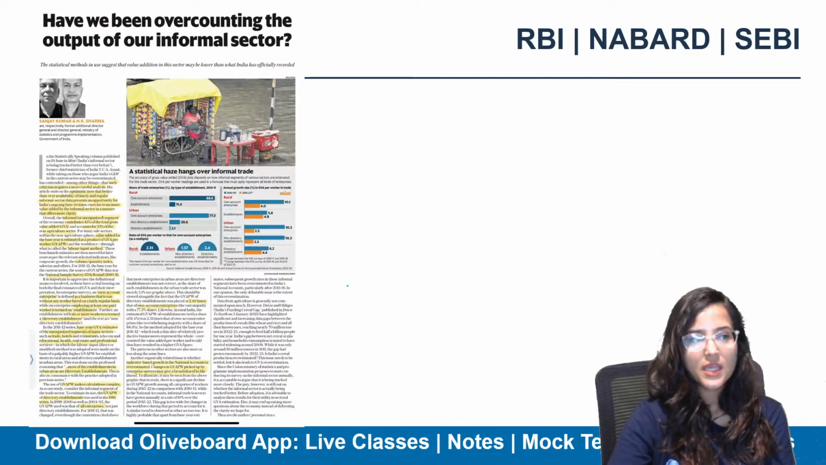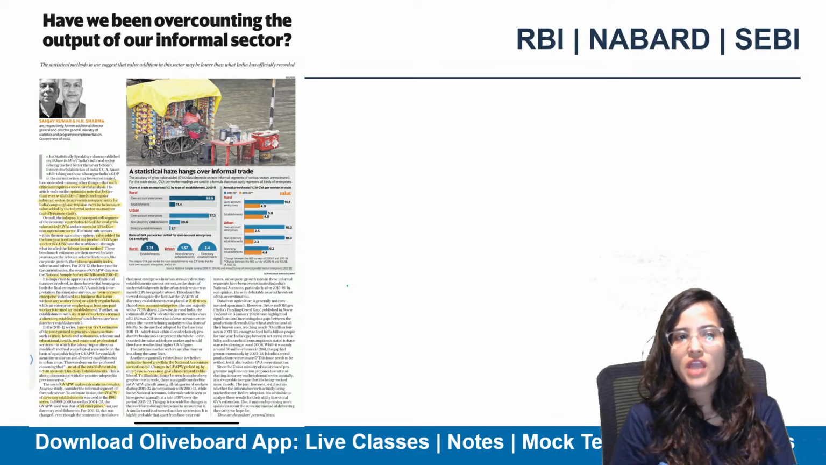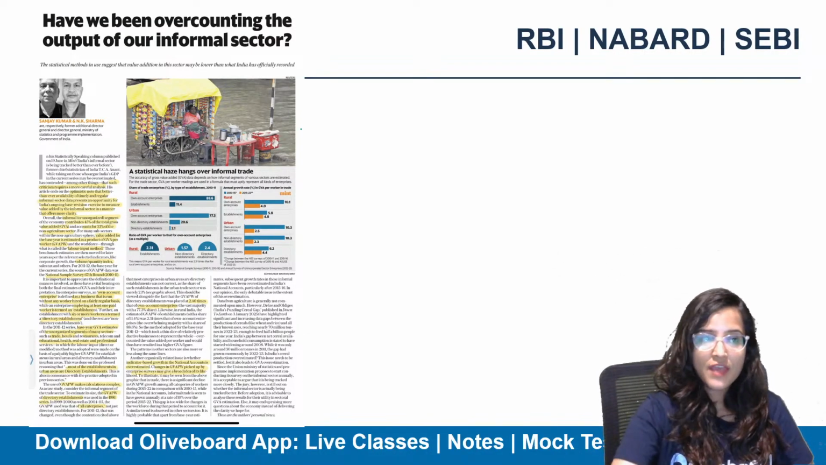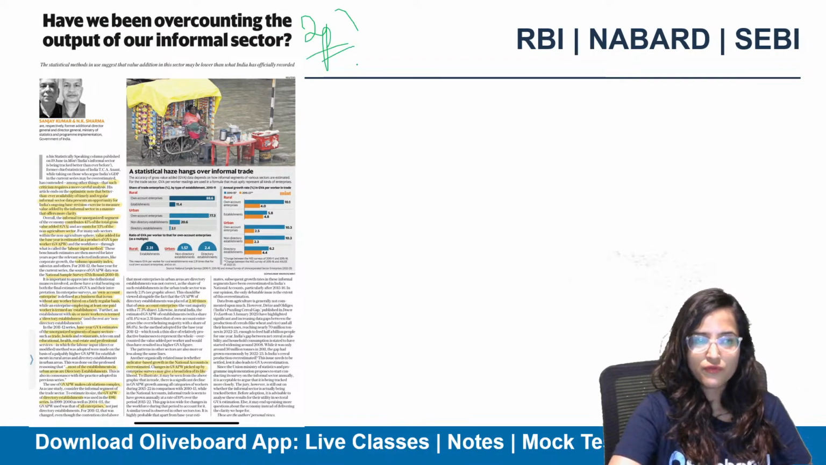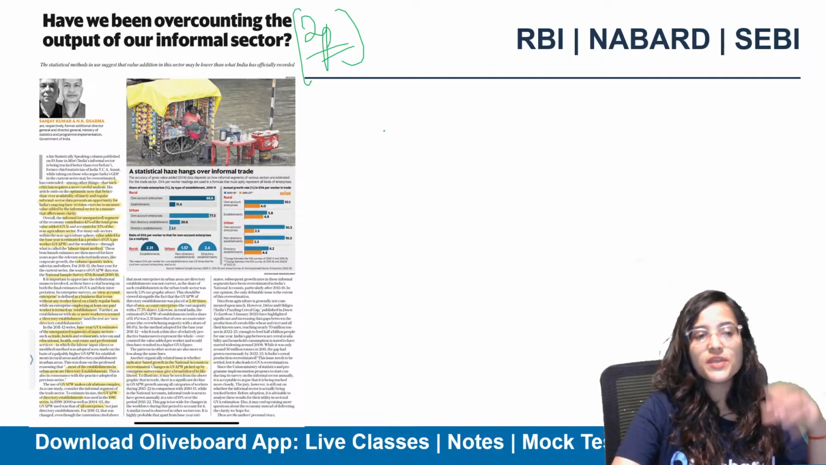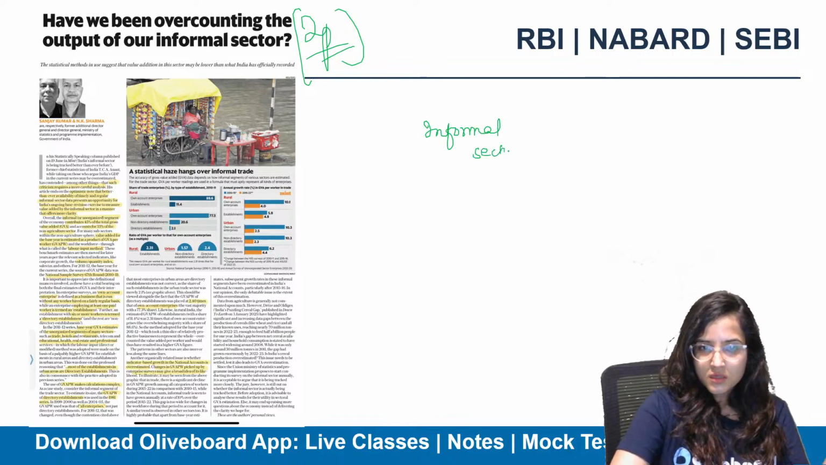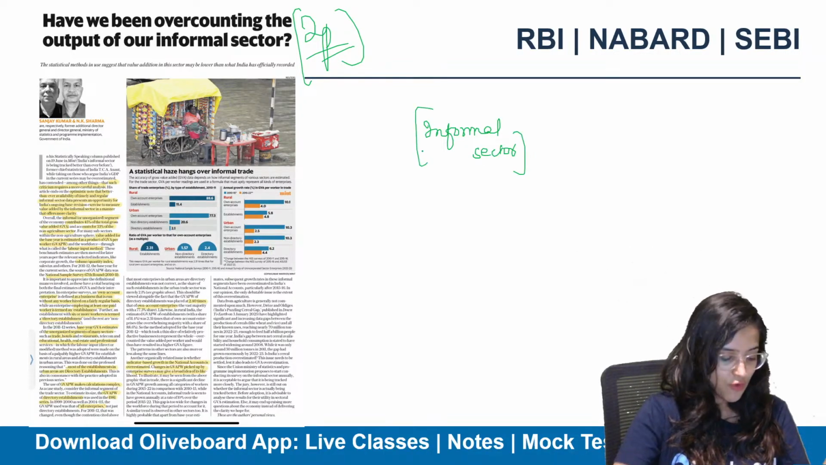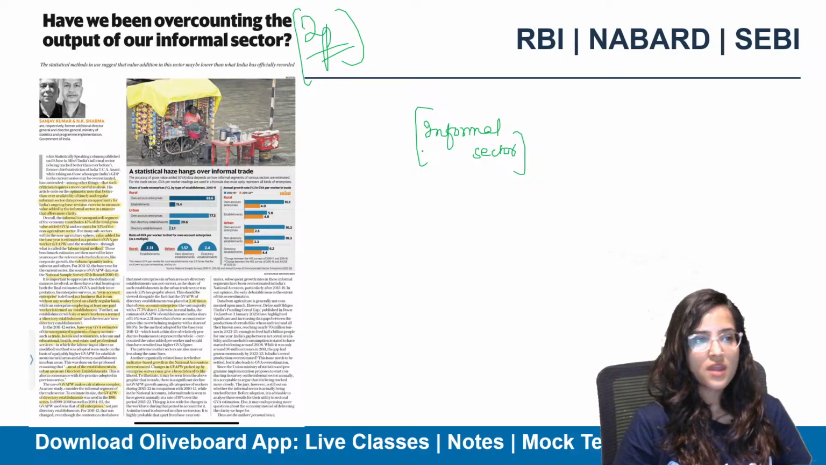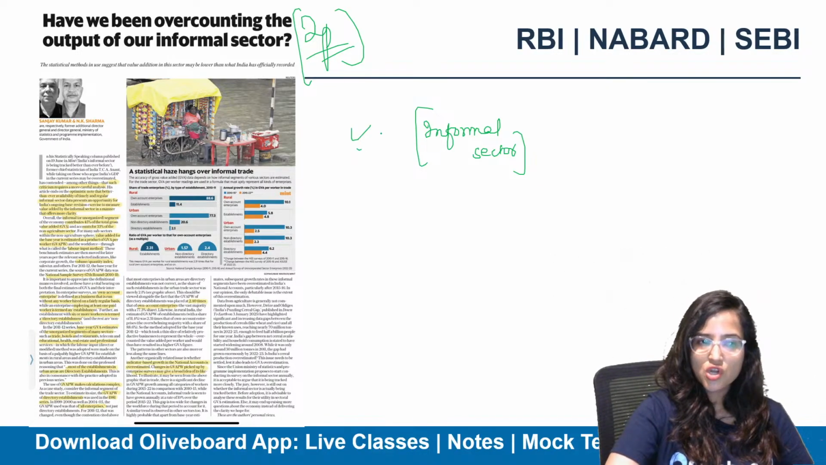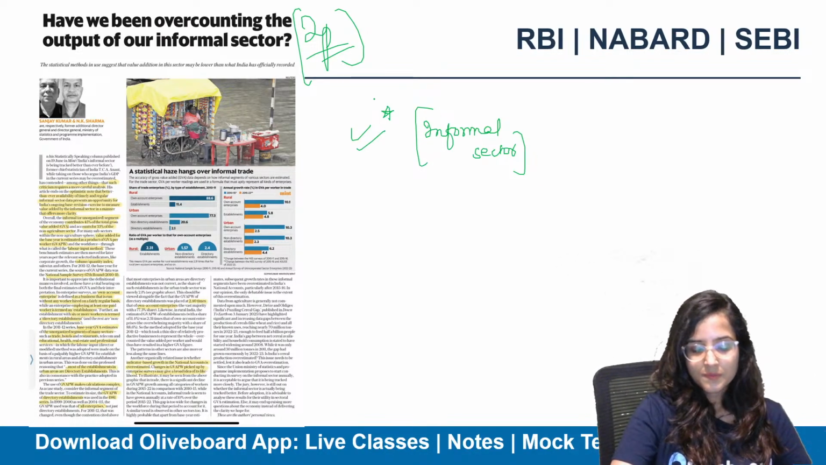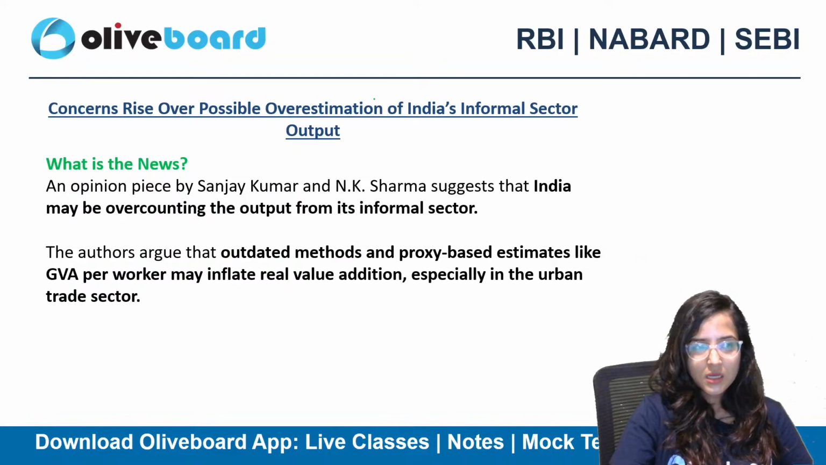Good. Have we been overcounting the output of our informal sector? Again, we have this very important article related to the informal sector. Since the previous 3-4 classes, we've been having articles related to the informal sector. That means there is a possibility that we might get a long answer question related to this. It can be in any form.